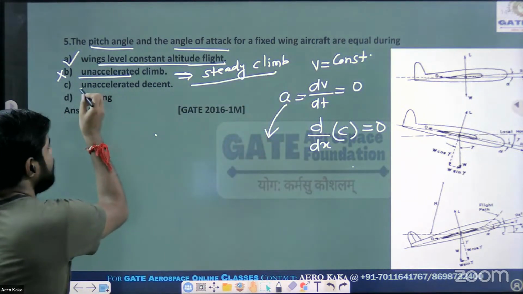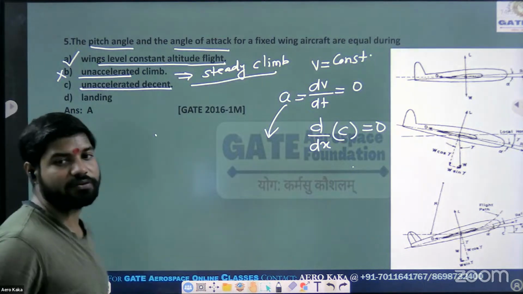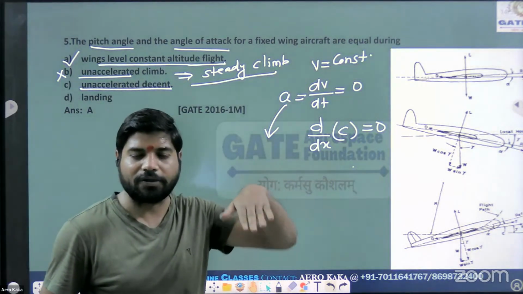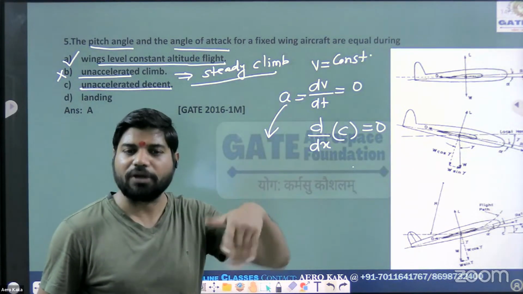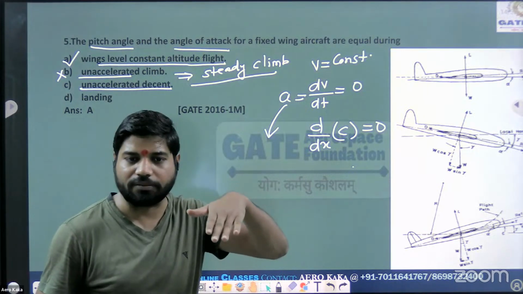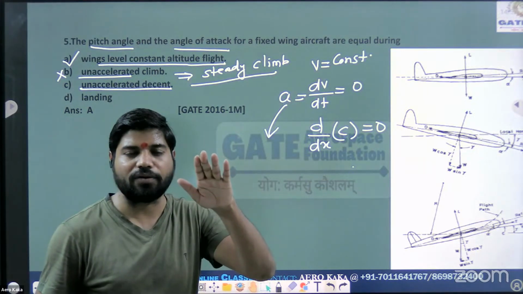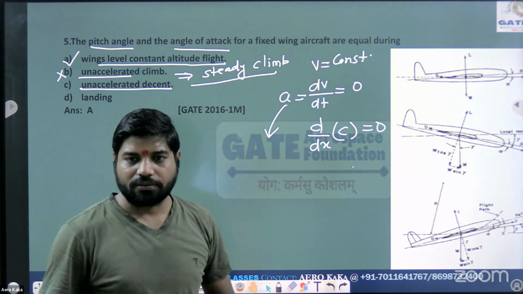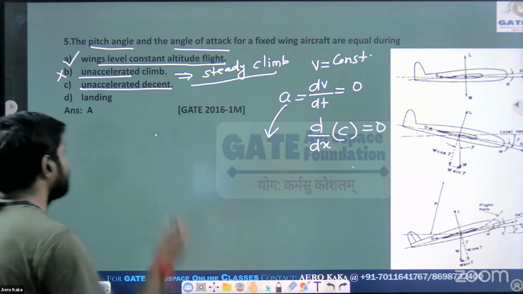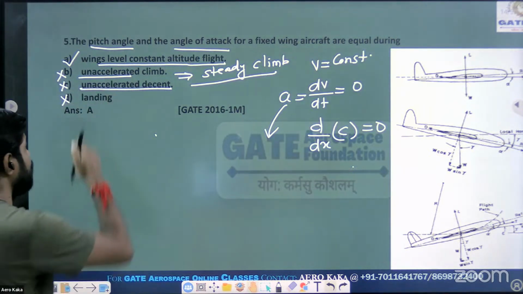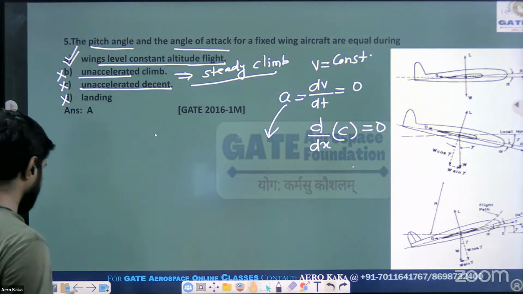Unaccelerated climb is nothing but a steady climb. Again, it's an unaccelerated descent. What do you mean by descent? You can say it's gliding, right? So here what happened? Rate of climb, or the vertical speed, becomes negative. And during climbing, your vertical speed is positive. That's the only difference. So this is also wrong, and obviously during the landing. So option A is correct.